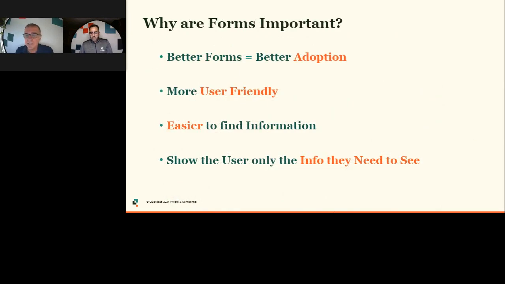Obviously, the number one reason, better adoption. We spend all our time building these apps. We want people to use them, right? So they've got to be user-friendly, have a good workflow, intuitive, and so forth. So user-friendly, easier to find the information. It's in the right place where we want to see it. And we can also control who sees that information. On a record, not everybody needs to see confidential information or things like that. You want to focus on what their role is. So we can filter those things through.